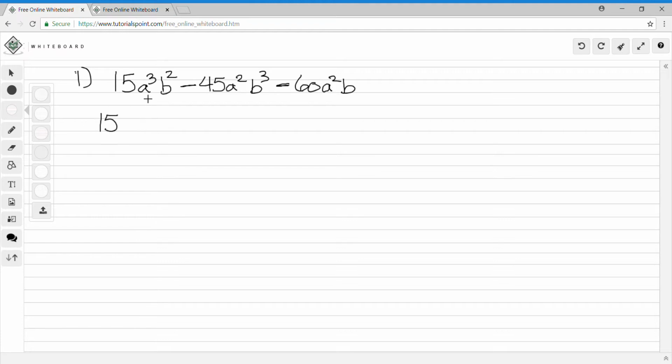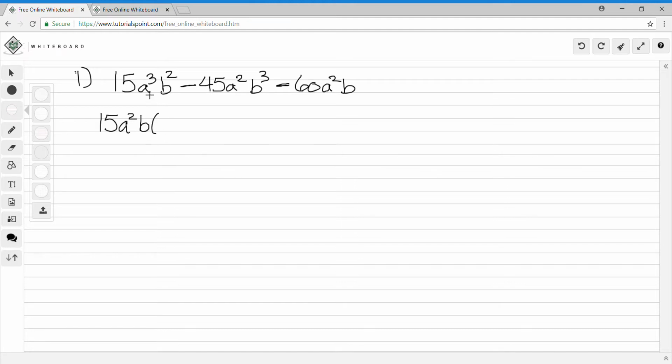What else can we factor out? Let's look at the a's. What's the biggest amount of a's I can factor out? Since we have an a cubed, a squared, and a squared, the biggest amount would be a squared. Now let's look at our b. What is the biggest one we could factor? We have b squared, b cubed, and b. I would say the biggest is b, because b will satisfy all of these.